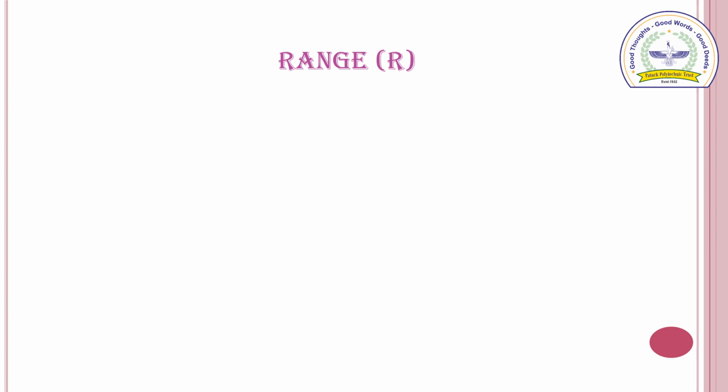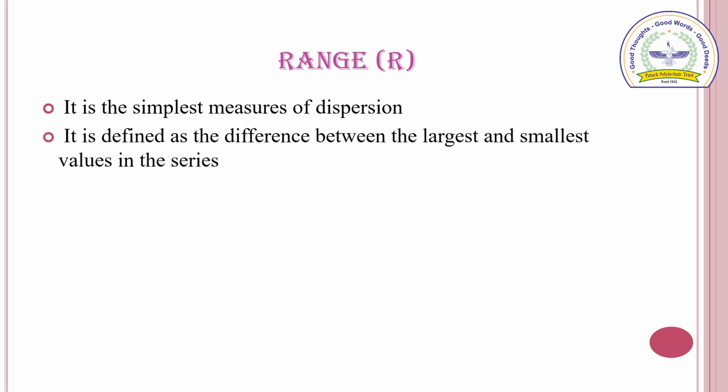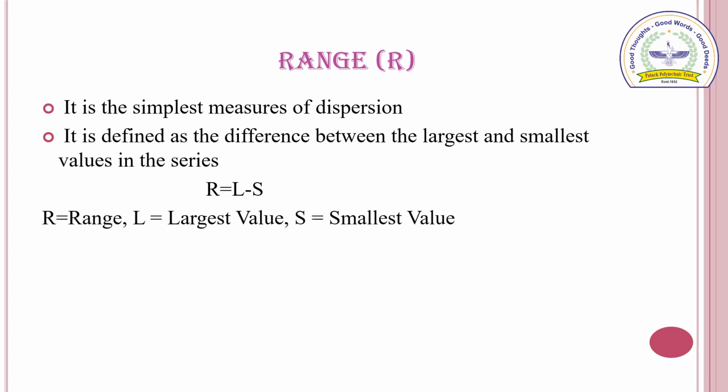Let's see what range is. Range is the simplest measure of dispersion. It is defined as the difference between the largest and smallest value in the series, that is R equals L minus S. Here R denotes range, L stands for the largest value and S stands for the smallest value, and the coefficient of range equals L minus S divided by L plus S.